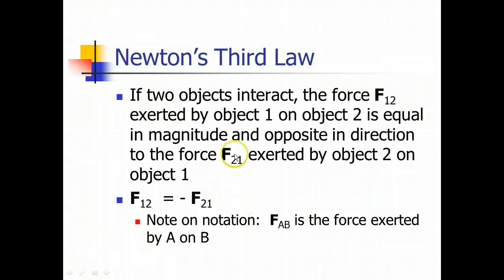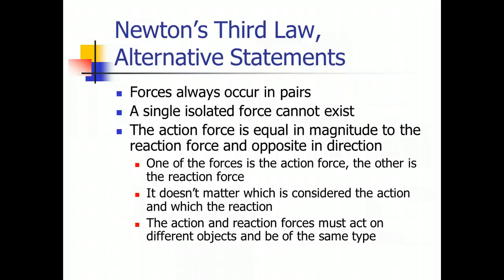So we have Newton's third law, which says that an object that exerts a force on another object has the same amount of force exerted back onto it. So we can say it a few different ways. Forces always occur in pairs, so you can't exert a force on another object without that other object exerting a force on you. We cannot have a force existing in isolation.